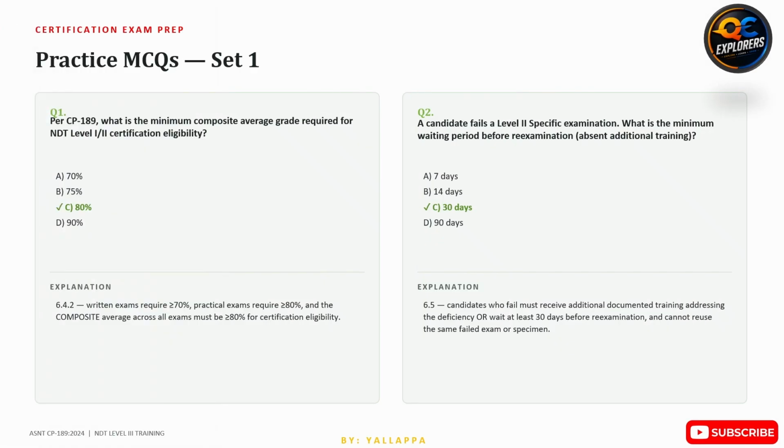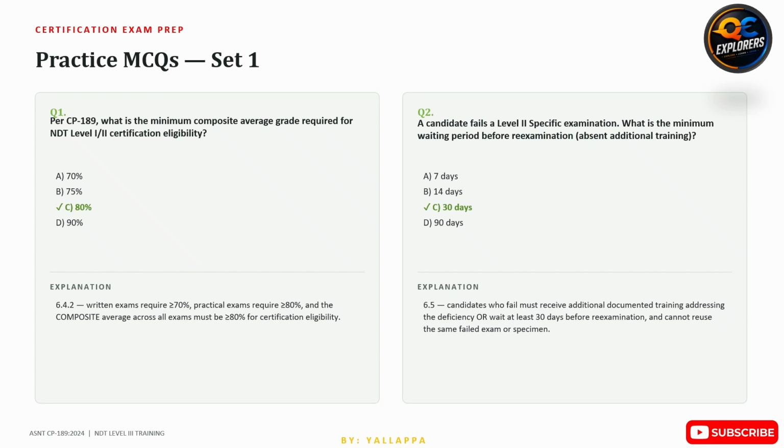We've now completed our study of the major requirements of ANSI ASNT CP-189 2024. This section shifts from learning the standard to applying it, using examination-style multiple-choice questions similar to those encountered during Level 3 basic examinations and employer qualification tests. When answering these questions, don't rely on memory alone. Instead, think about which section of the standard supports the answer. That approach not only improves your examination performance, but also helps you apply CP-189 correctly in your daily work. Let's begin with question 1.